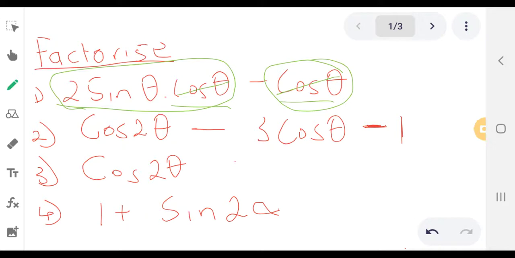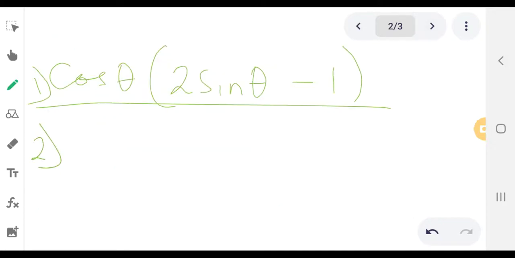Now I'll skip number 2, and then I'll go to number 3. What's so interesting about this question is that we have 1 term and then we are asked to factorize. But what's interesting is that we are given a double angle. Now we know that we can change a double angle into single angles. It's a double angle of cos. The double angle of cos can be written as the cos squared of theta minus the sine squared of theta. Now again, we have 2 terms here.